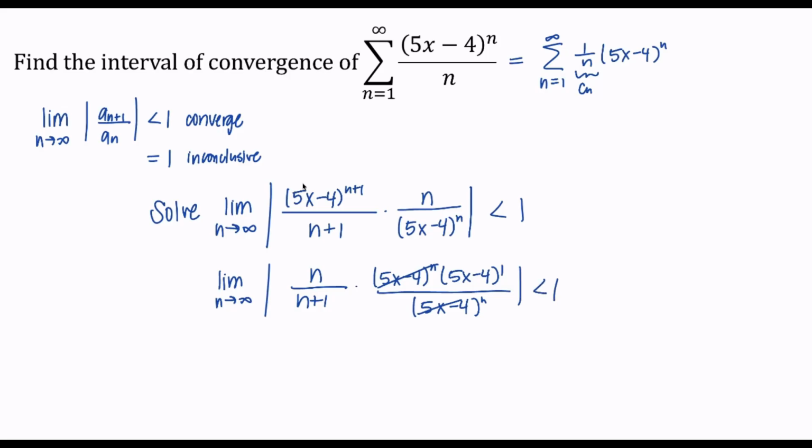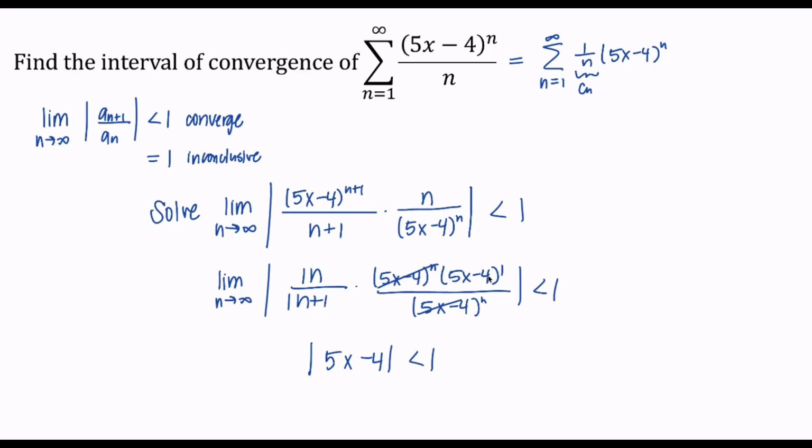So now what we're doing is evaluating the limit as n approaches infinity of n over n plus 1, because 5x minus 4 to the first doesn't have any n's in it. So here we can use the laws of dominance. These are both n to the first power, so the coefficients are just 1 over 1, so 1. So we end up with just this part being 1, and all that's left in absolute value is 5x minus 4 is less than 1.